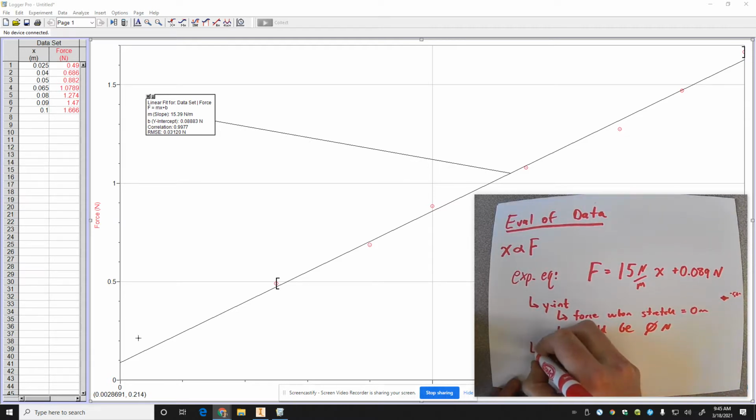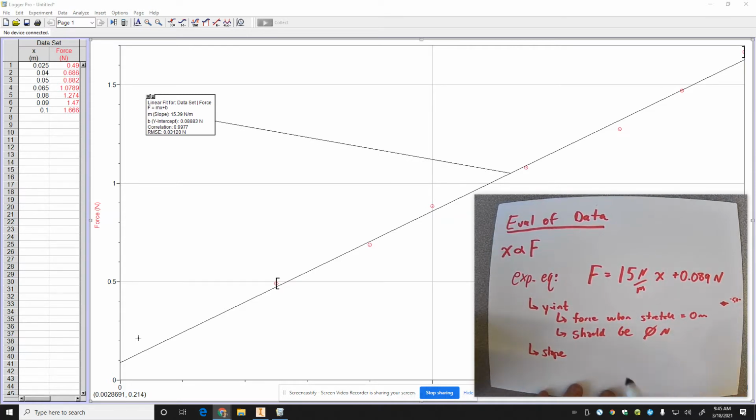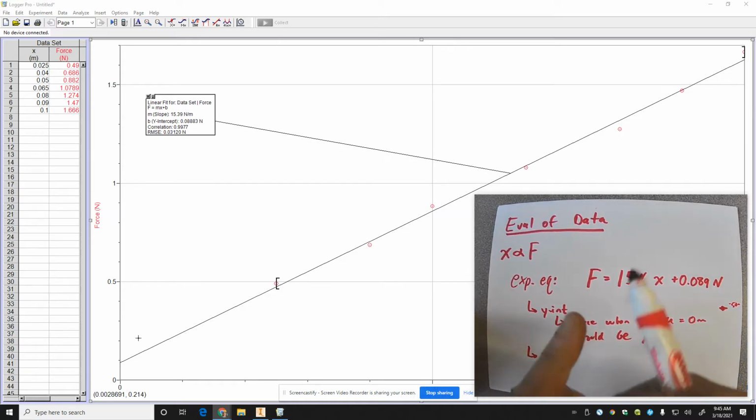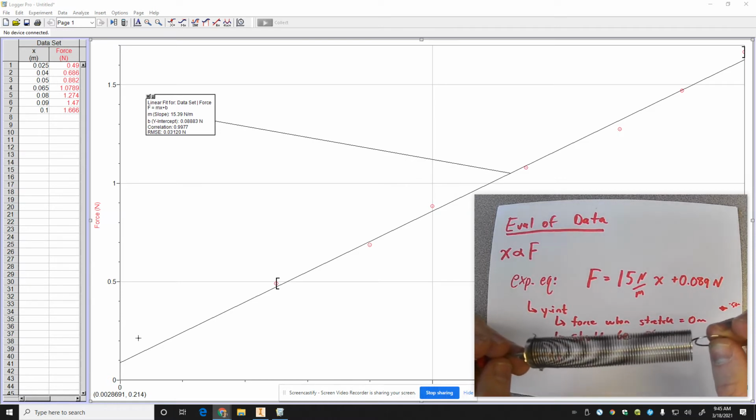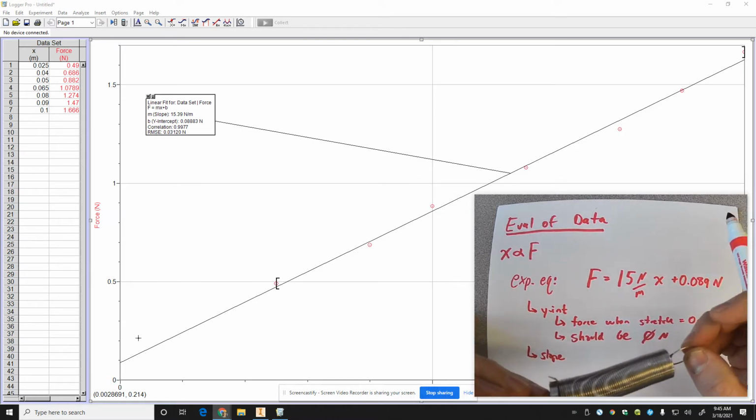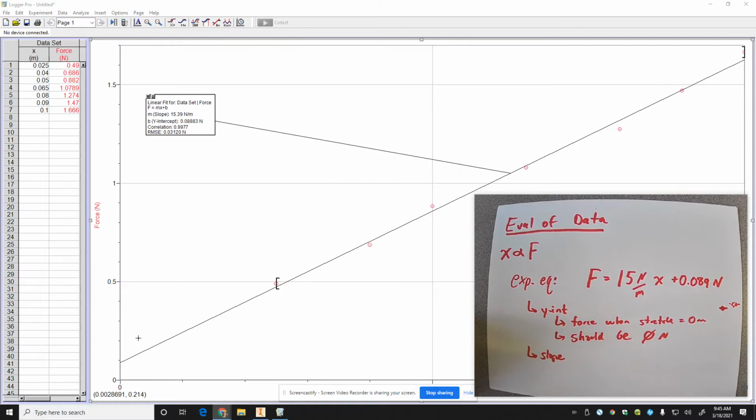Now the slope here is very important. We're going to see in class when we compare the slope between springs. This spring is one of the middle springs. It wasn't the real loose one. It wasn't the real strong one. It was kind of in the middle. And what we'll find is the real weak spring, its slope was like 2.1 or 2.5 newtons per meter.